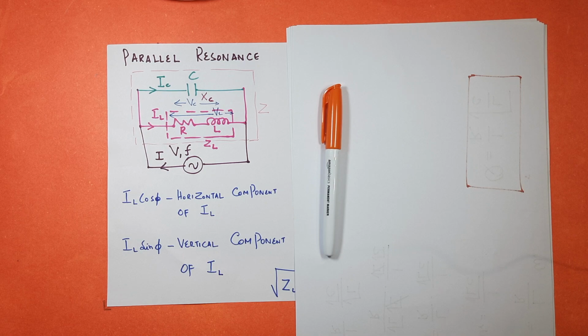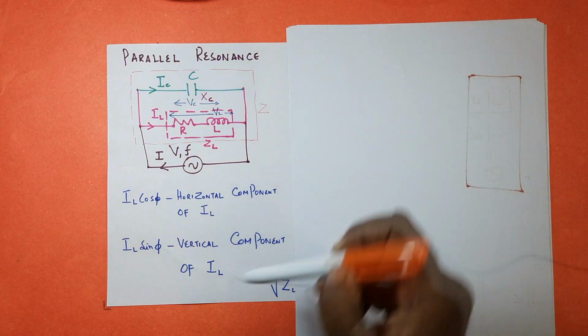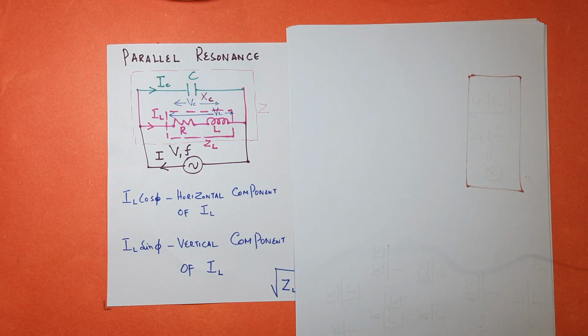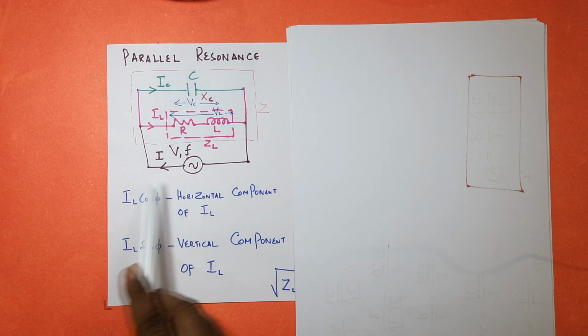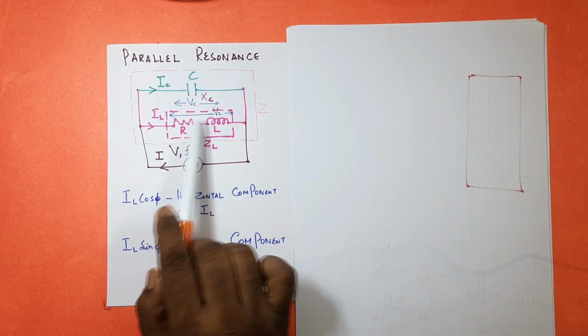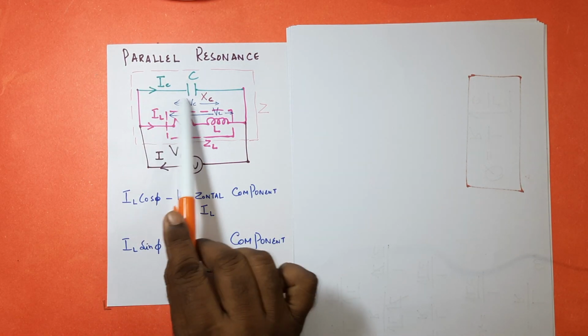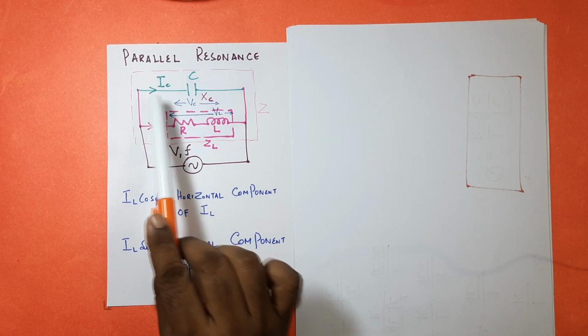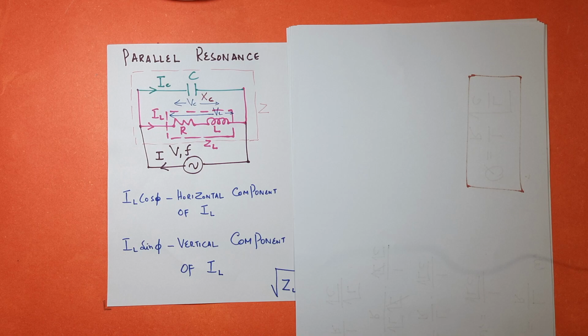Parallel resonance. Here we have a capacitor and a coil which is having a resistor in series with the inductor. These two are connected in parallel to a power supply of voltage V and a frequency F. So I is the source current. Current flowing through this coil is IL. Current through the capacitor is IC.